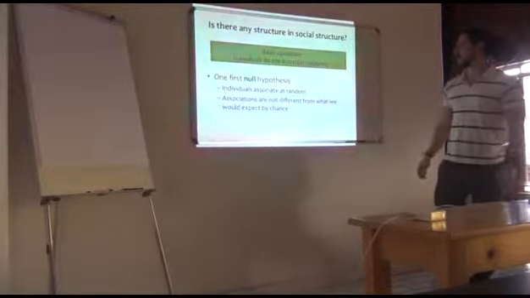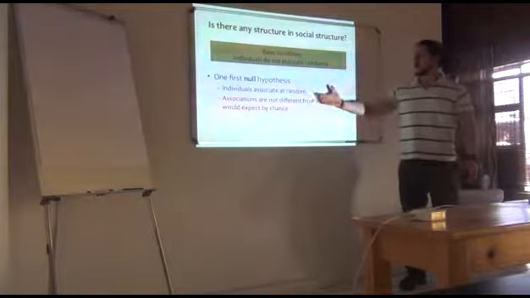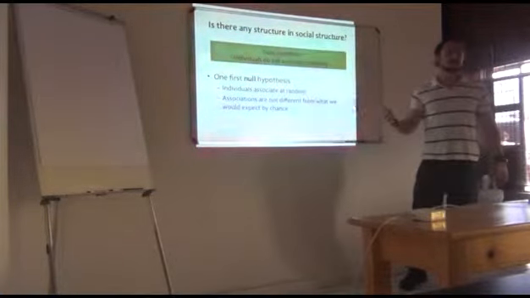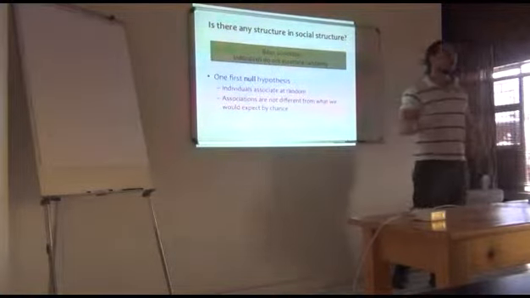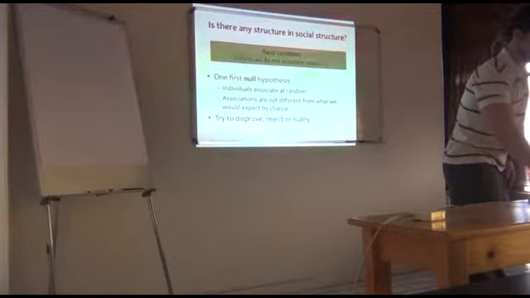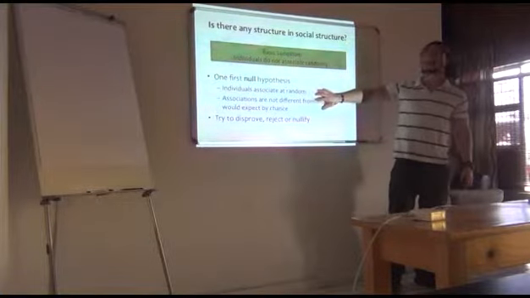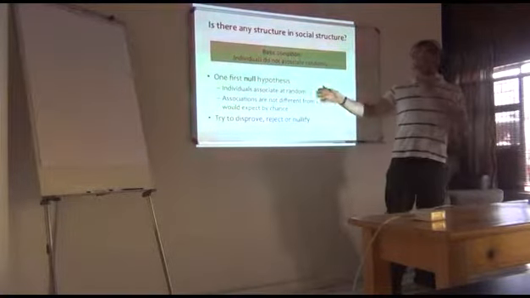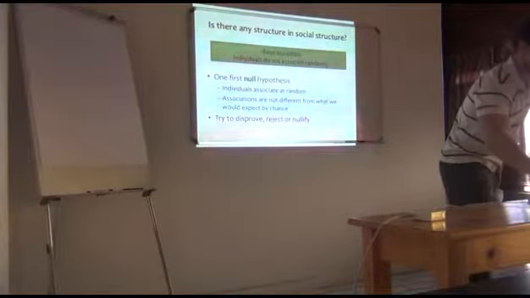And so that means, in other words, that the association indices are not different from what we would expect if individuals just associate by chance. And our goal here is to try to disprove or reject or nullify this null hypothesis. If we can do that, then we can move on and start looking at other patterns in our data.